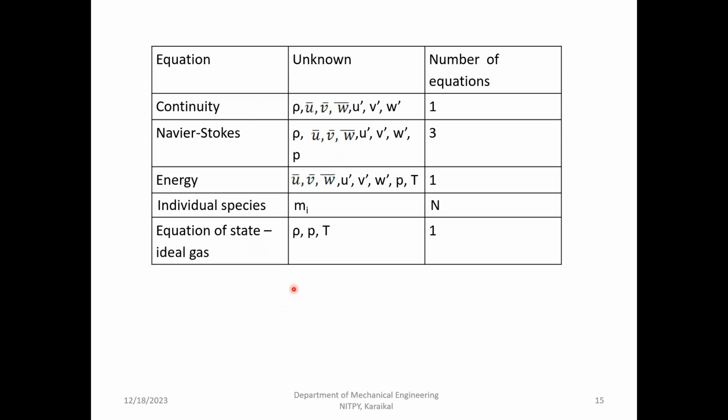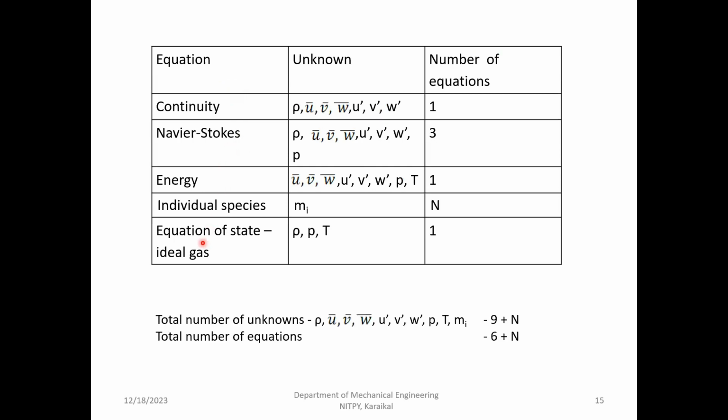Previously we had U, V, and W. Now we have U bar, U prime, V bar, V prime, W bar, and W prime. That means we are going to have 3 additional unknowns, but the number of equations is not changing. So this becomes the problem of turbulent flow. People were thinking of how to solve for this because discretization into smaller domains was not feasible, so they had to think of something else.